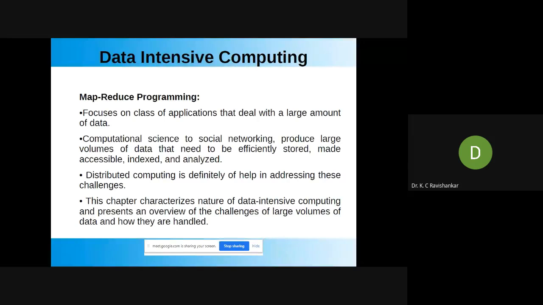Data-intensive computing focuses on a class of applications that deal with a large amount of data. From computational science to social networking, yes, remember social networking, they produce large volumes of data that need to be efficiently stored, made accessible, indexed, and analyzed. So it should be stored efficiently, and it should be made accessible.